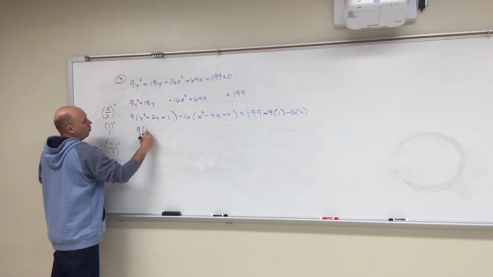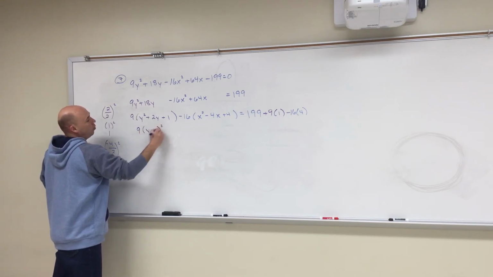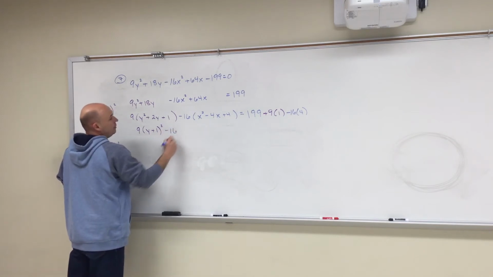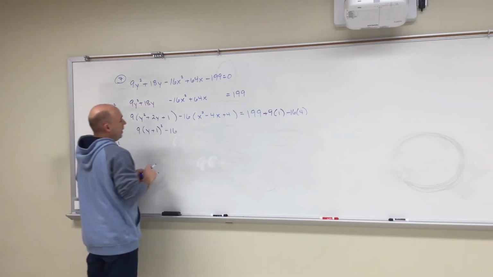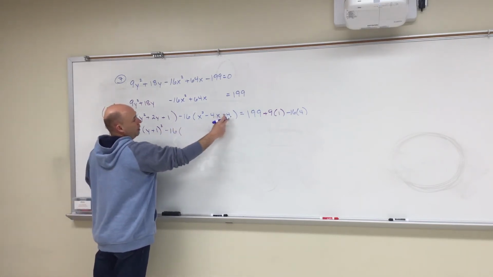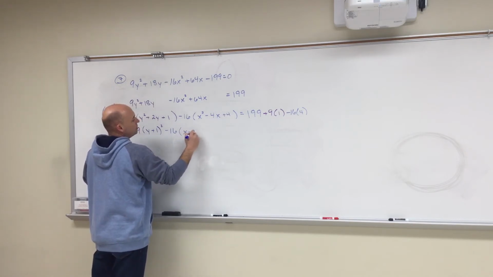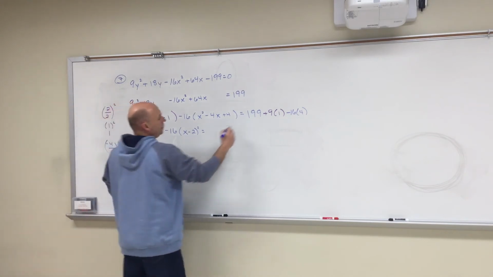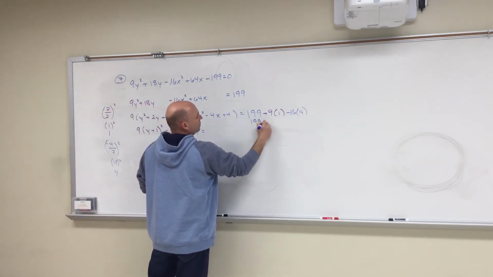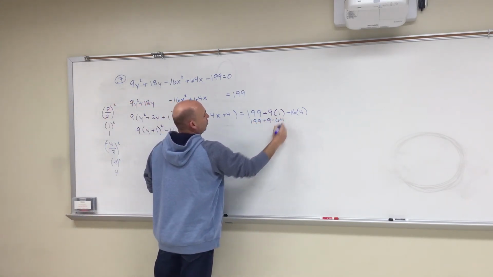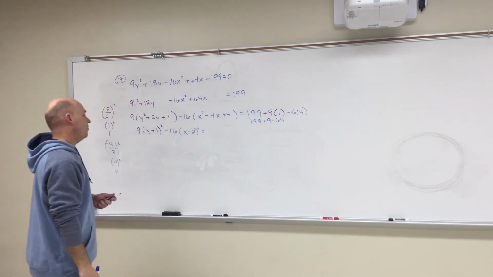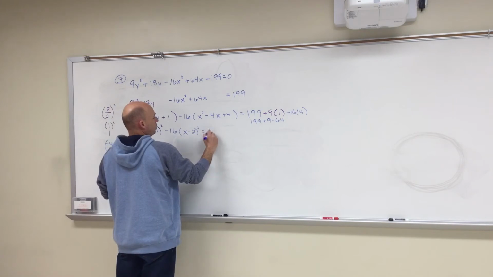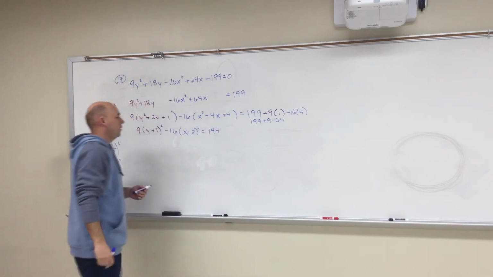So when I double complete the square here, I'm going to get 9 times y plus 1 and y plus 1, or y plus 1 squared. Then I'm going to have negative 16 times negative 2 and negative 2, or x minus 2 squared. And that's going to be equal to 199 plus 9 minus 64. So I believe my math is correct in my head. I think that's going to be 144. I'll check it later and make sure I'm right, but I think I'm right.